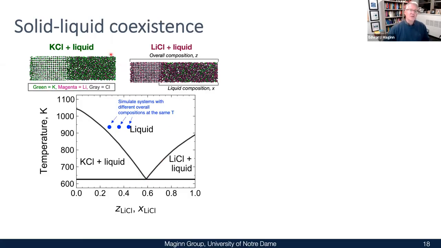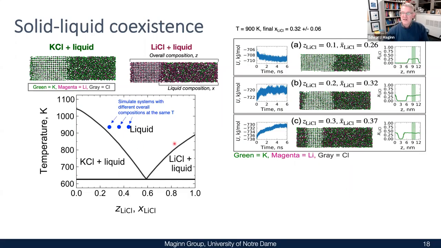So what we can do is a very simple direct coexistence simulation. We can take a crystal material, in this case pure KCl or pure lithium chloride, and put it in contact with a liquid of different compositions. The overall composition is Z, and the liquid composition is X, given by these values. These are all at the same temperature. If I just let this simulation run, I should start to form more of a solid. And if my model is right, I should eventually end up on the liquidus curve at that particular temperature. So that's what we do.